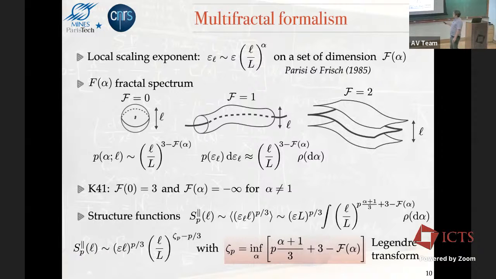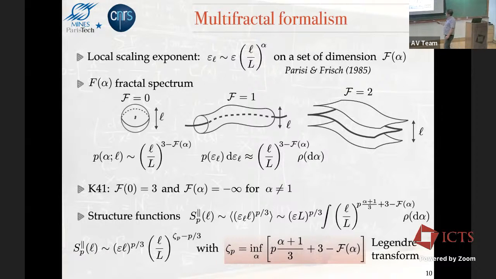Let me give you some examples. If f is equal to 0, a dimension equal to 0, we are on a point, and the probability to be on this point is given by L to the power 3, so we get a given exponent alpha. In that case, f of alpha will be 0. If f is 1, it's as if we were on a line; f equal to 2 is as if we were on a surface. But in principle, f can take any value.